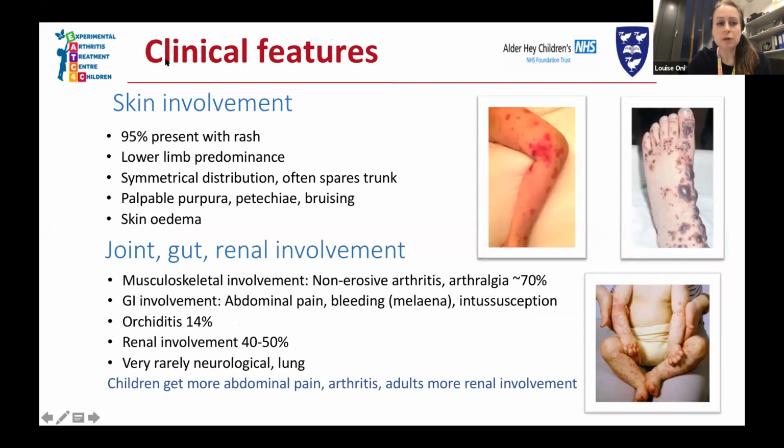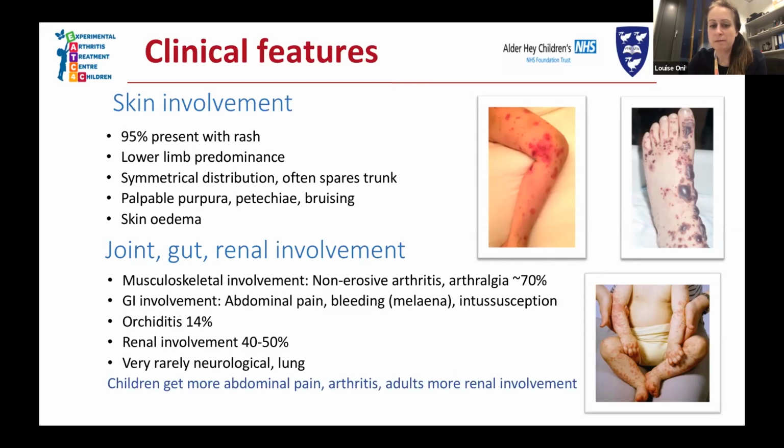So clinically, what do we see? Well, we see skin involvement with 95% of patients presenting with a rash. We also see that this rash is usually symmetrical. It's usually predominantly on the lower limbs, and it's characteristically a palpable purpura with some petechiae and bruising and skin edema often involved. We also see this triad of other organs involved, which are usually the joints, the gut, and the kidneys. And we see, particularly in children, about 70% will have a non-erosive arthritis or arthralgia.